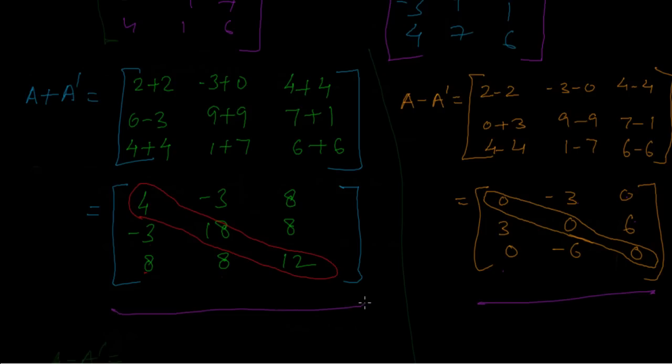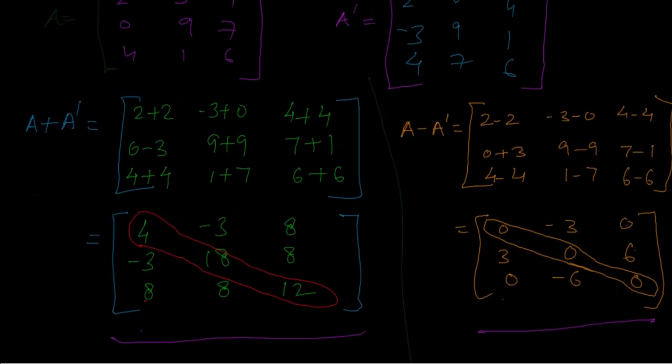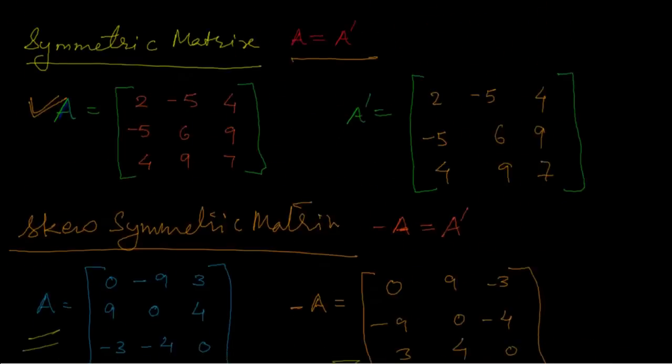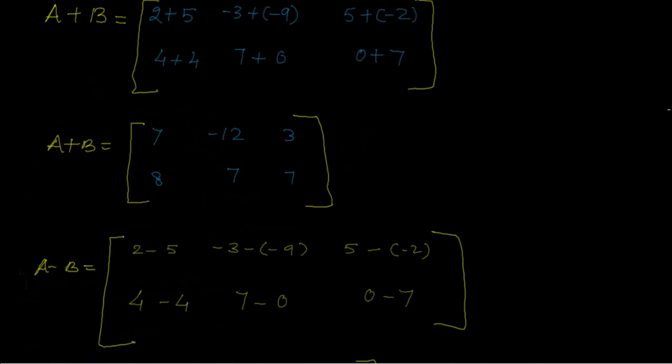In the symmetric matrix the signs are the same, but here opposite signs must be on the opposite sides of the diagonal. So this is how we can make a skew symmetric or symmetric matrix from a matrix. In this session we have studied a lot about matrices. In the next session we will see scalar multiplication and matrix multiplication.